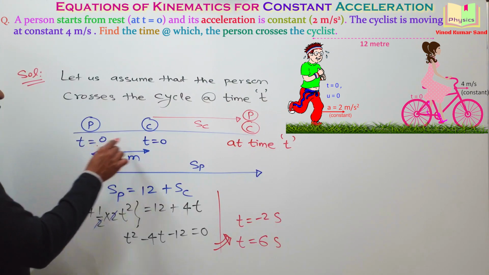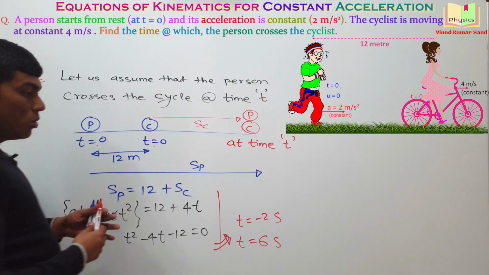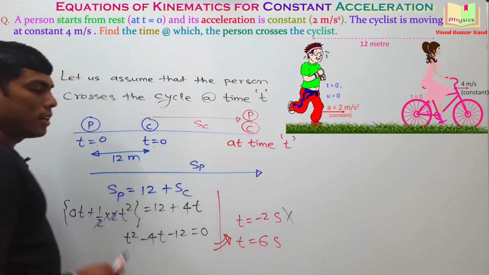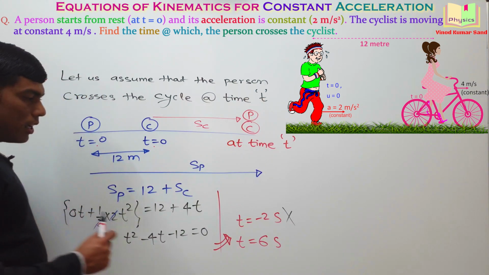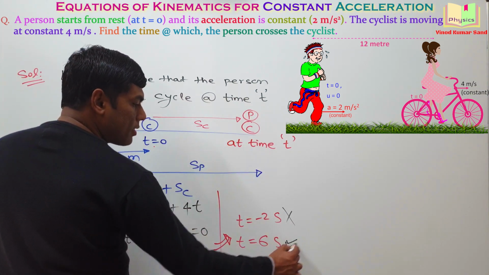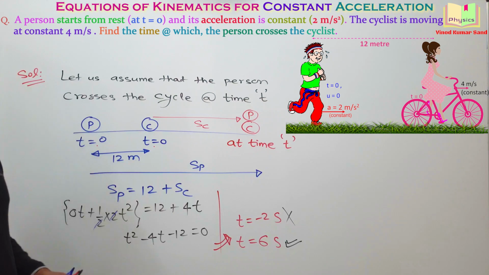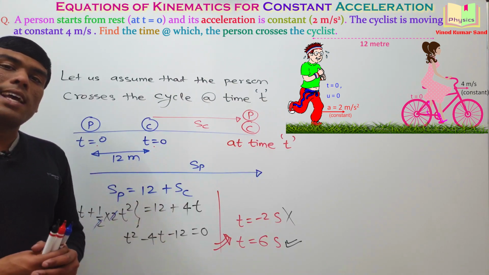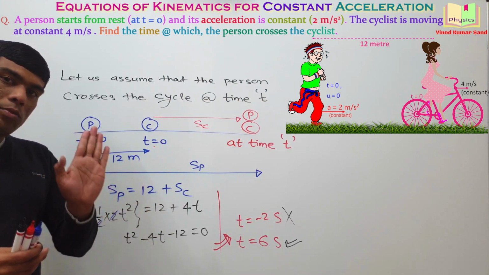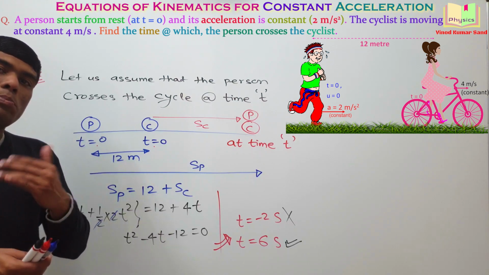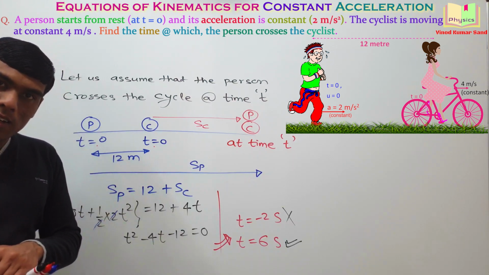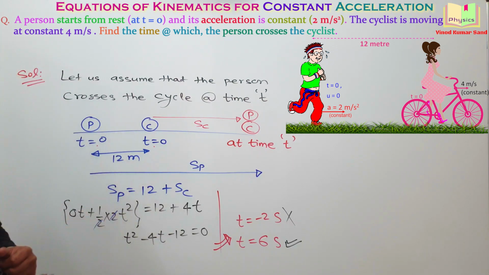Since the motion started at t is equal to 0, we are discarding this solution and will consider this as the correct answer. So at t is equal to 6 seconds, the cyclist and the person will be at the same position. The person will cross the cyclist then. Okay, note it down, then we'll go further.